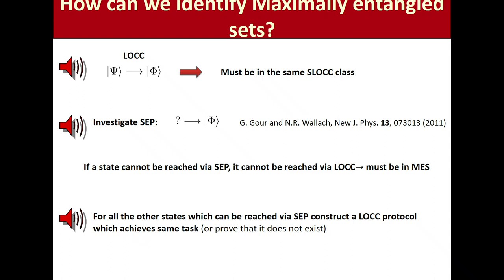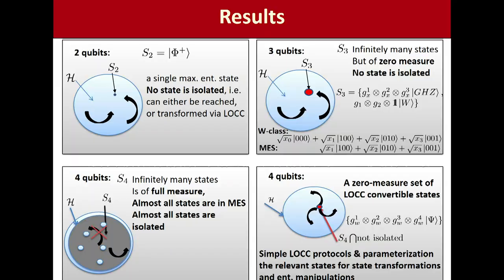So all these states for which there doesn't exist one must be in the maximally entangled set, in the MES. And for all the others, we could derive the LOCC protocols which do the transformation. This is the way we identified the maximally entangled sets. And this is the result.